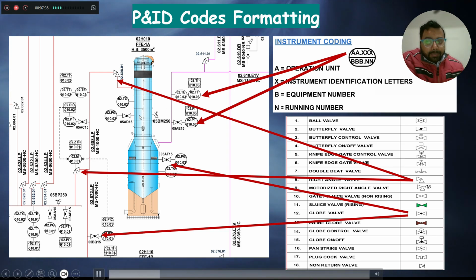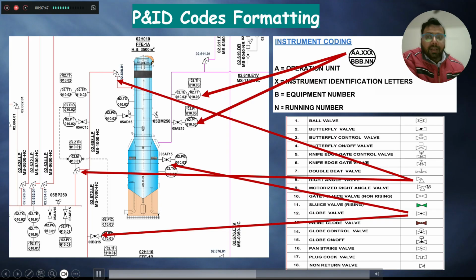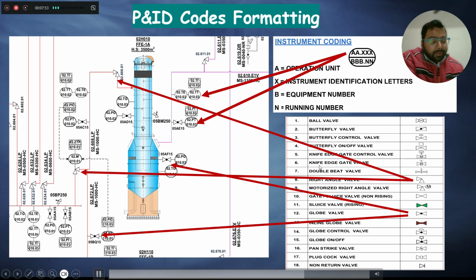Then in a particular region there may be many temperature gauges, so we need to give them numbers 01, 02, 03. So the last part is the running number. This is how the P&ID code formatting works. And there are so many valve symbols, but you do not need to worry about it. It is very easy. You don't need to run.